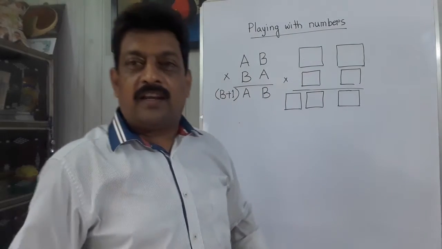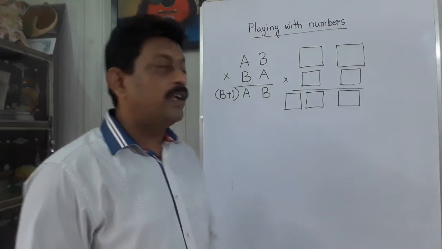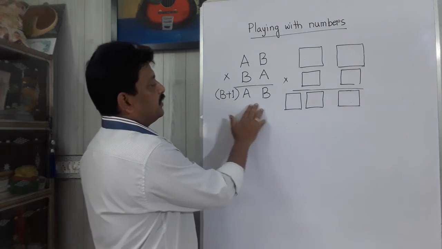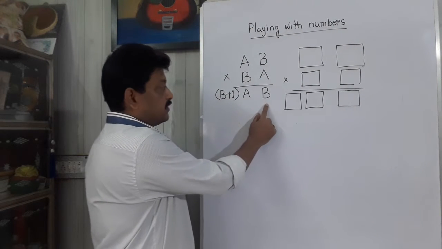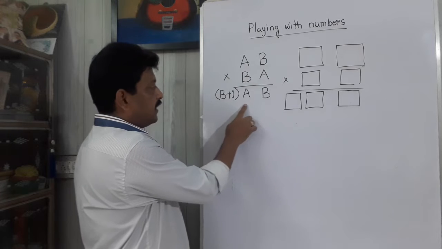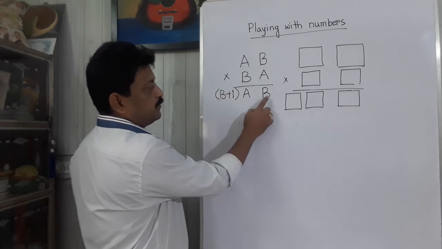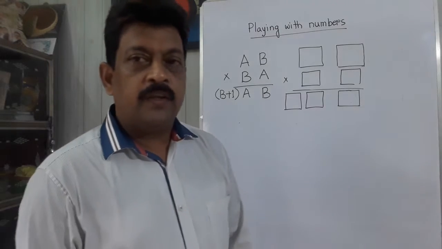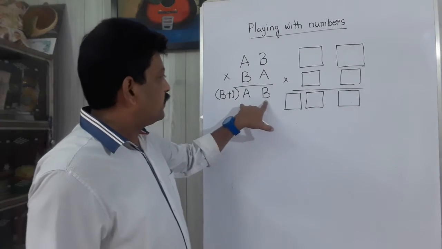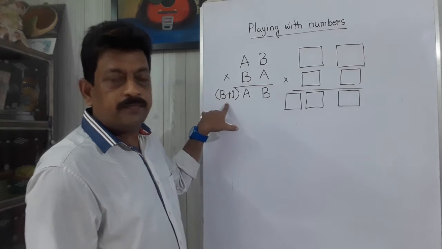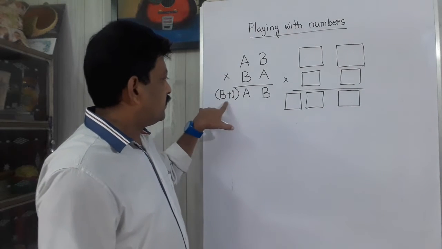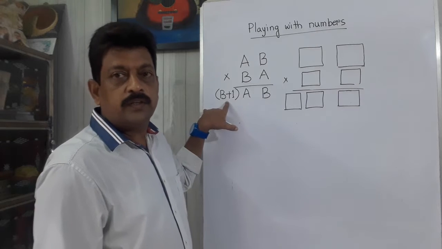Nothing is there to write. But we have to replace and we have to satisfy this part, that the product should be B at the unit place, A at the tens place, and B plus 1, whatever is B here, plus 1, at the hundreds place. Suppose if B is 4, then it should be 5 here. If B is 5, then it is 6 here. If B is 1, then it will be 1 plus 1, 2 here.